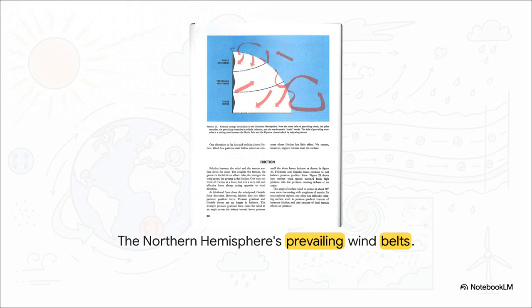Now, all that piled-up air has to go somewhere, so it sinks and flows north and south along the surface. The Coriolis force deflects these surface flows yet again, giving us the great global wind belts.